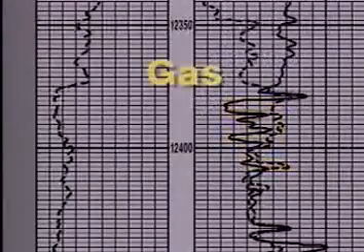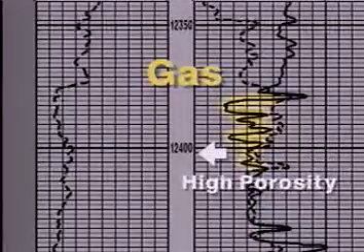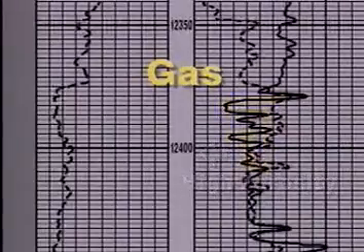We recall that the presence of gas, which has a considerably lower hydrogen concentration than water or liquid hydrocarbon, will cause the neutron curve to read too low. Also, the low density of gas compared to water or oil will cause the density curve to read too high. Thus, this type of curve separation on the neutron density combination log is often an excellent indication of gas.